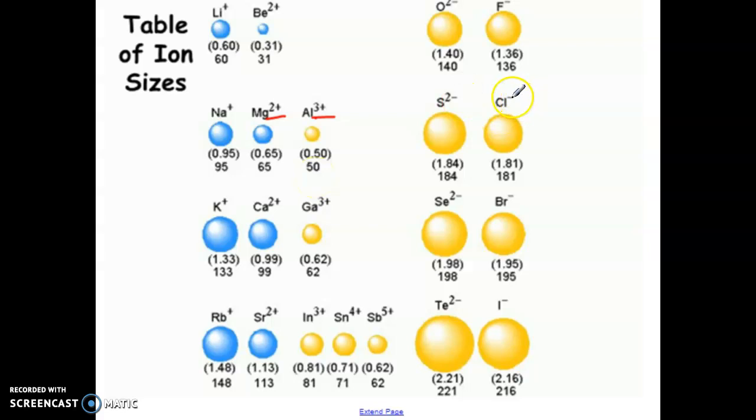Whereas when you add in one electron and then a second electron, notice all of the negative 2s are larger compared to the negative 1s. This is because you have more of that shielding effect happening, right? So you have an additional repulsion occurring within that ion.